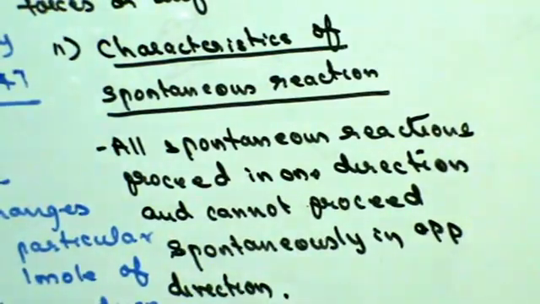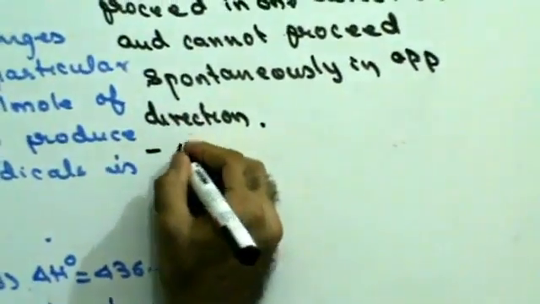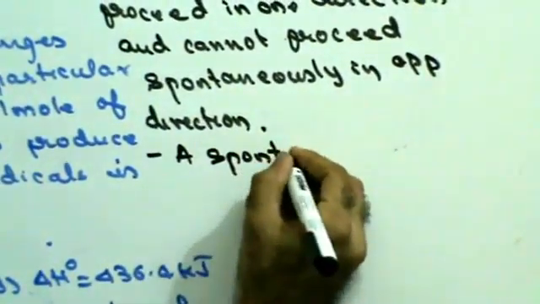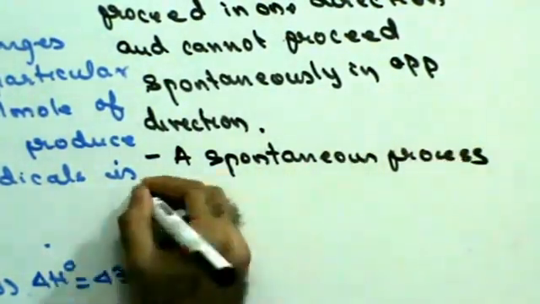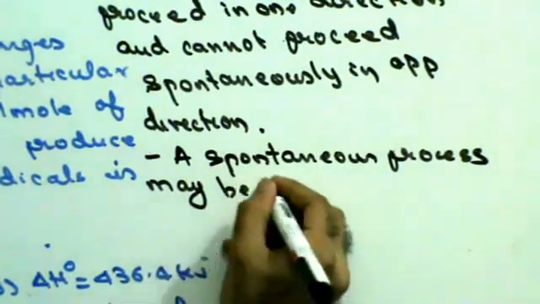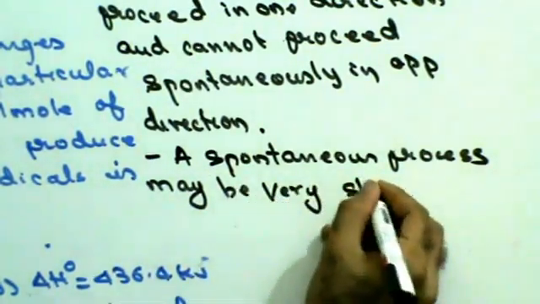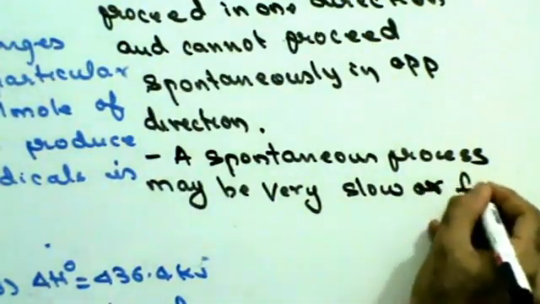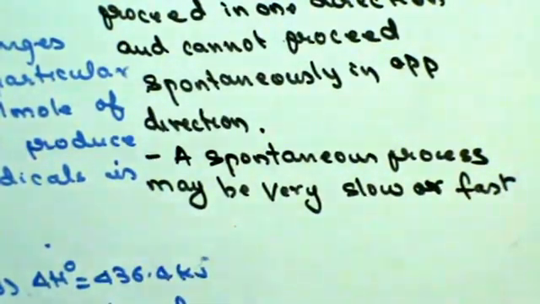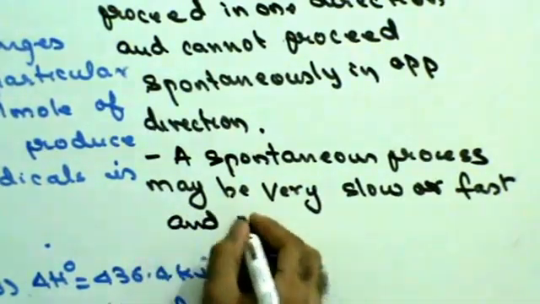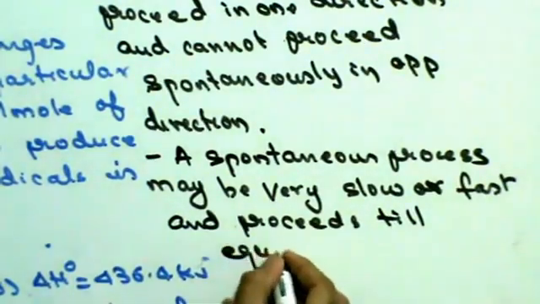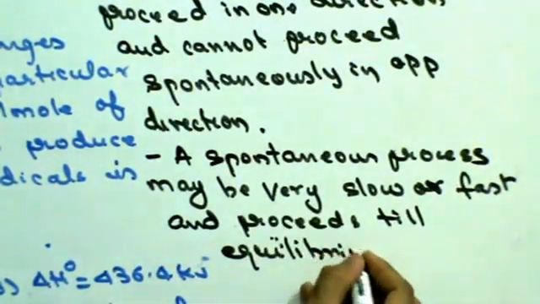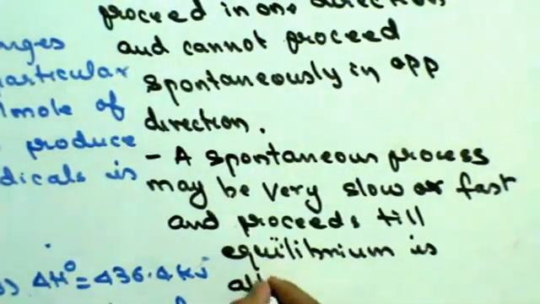A spontaneous process may be very slow or fast, and proceeds till equilibrium is attained.